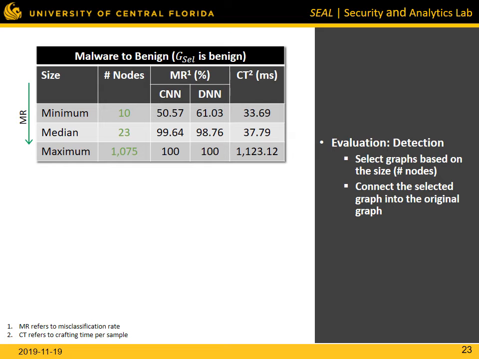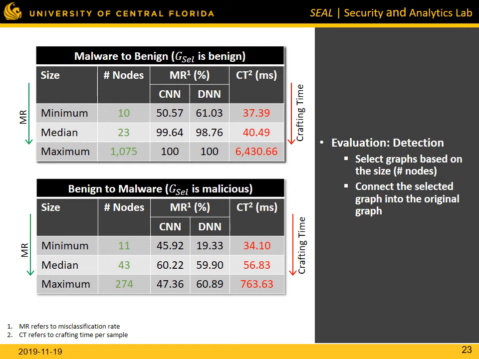We could achieve a misclassification rate of 99.64% using a benign selected sample of size 23 nodes. However, the crafting time also significantly increased with the increase of the selected sample size. We observe that the same behavior on the benign to malware classification process also exists, achieving a misclassification rate of up to 60%.